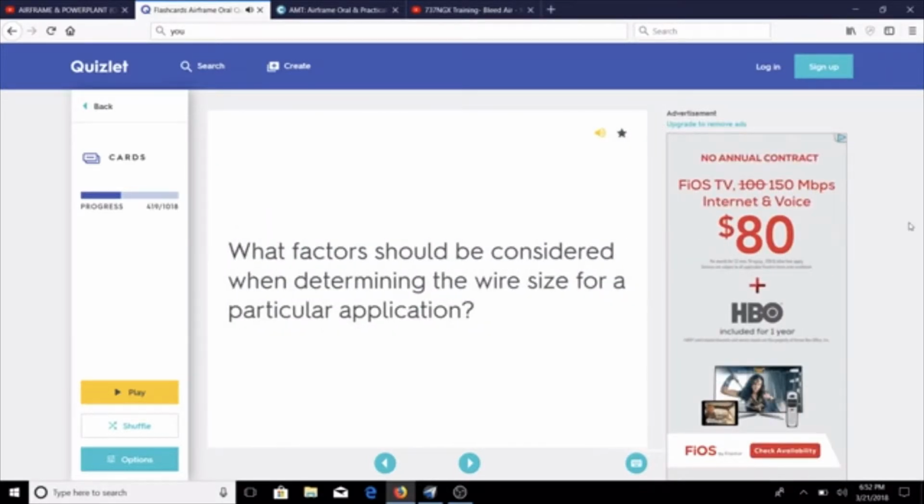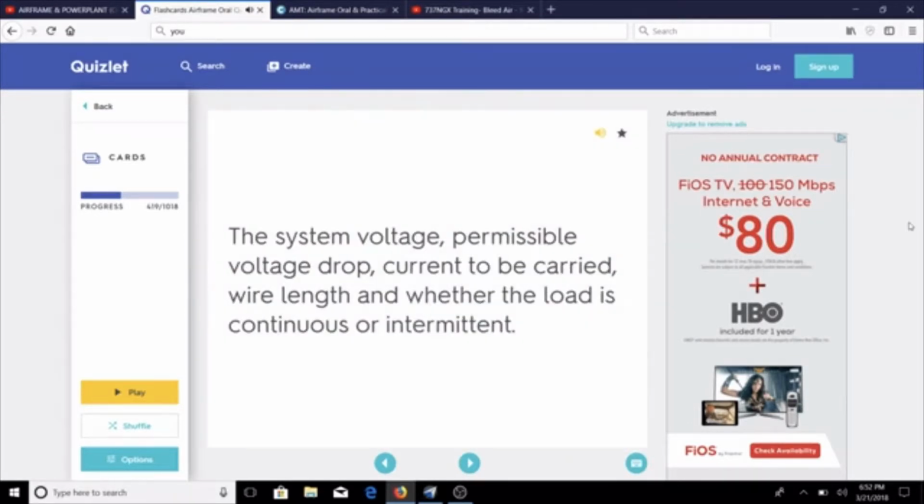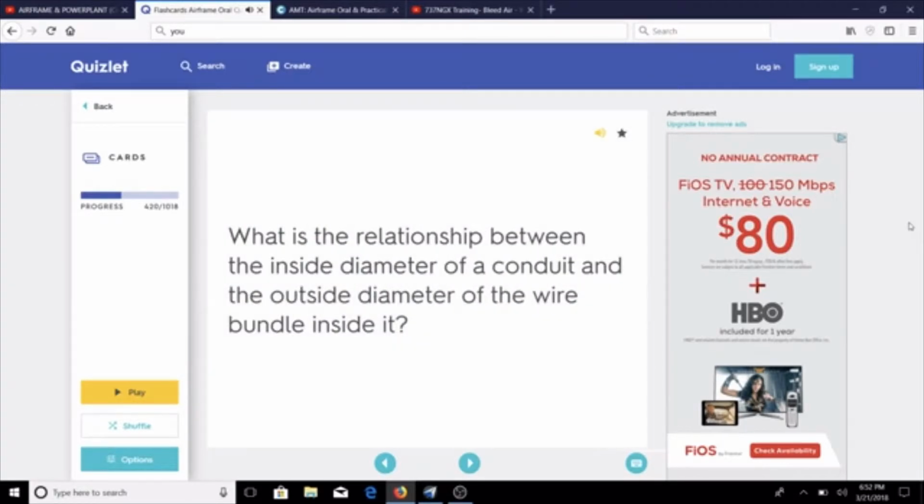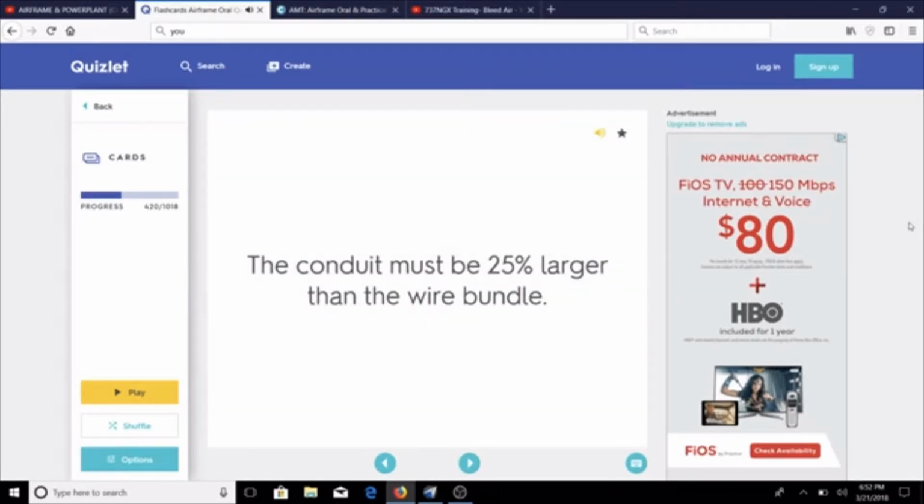What factors should be considered when determining the wire size for a particular application? The system voltage, permissible voltage drop, current to be carried, wire length, and whether the load is continuous or intermittent. What is the relationship between the inside diameter of a conduit and the outside diameter of the wire bundle inside it? The conduit must be 25% larger than the wire bundle.